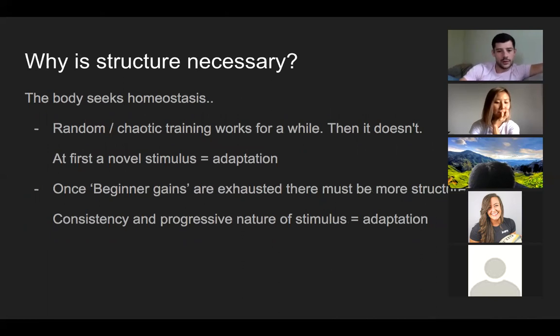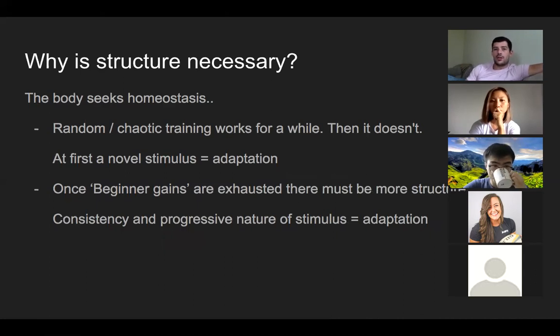So the first thing we're going to cover is why having a structure to your training is really important. First thing is that your body basically wants to stay the same. It doesn't like change. Your whole physiology is designed around maintaining homeostasis, so basically staying the same. Change physically is pretty demanding on the body, uses a lot of resources, so it doesn't really want to do it. So you've got to be quite consistent and very convincing to get your body to actually change.